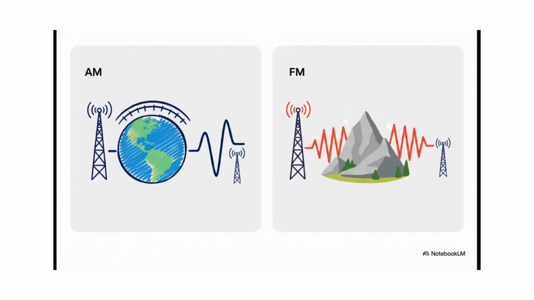And this brings us to that classic trade-off, right? AM versus FM radio. AM waves can go the distance. They actually bounce off the atmosphere, which lets you hear a station from hundreds of kilometers away. But FM, which stands for frequency modulation, gives you that much clearer, crisper sound because its waves travel in straight lines, though they can get blocked by things like mountains.